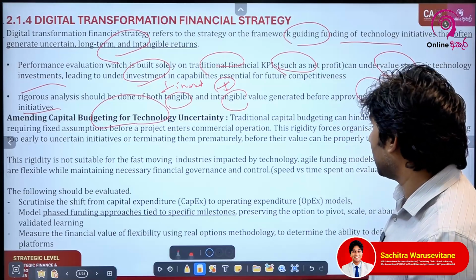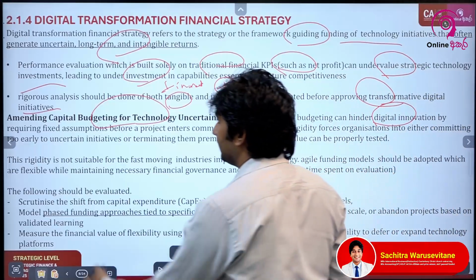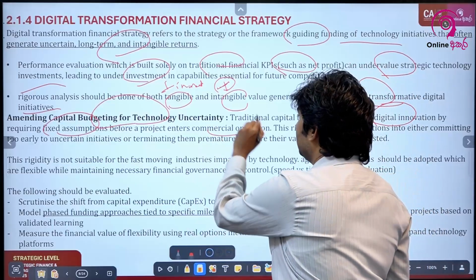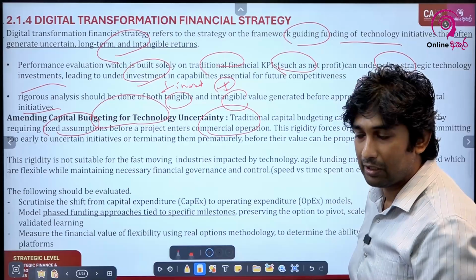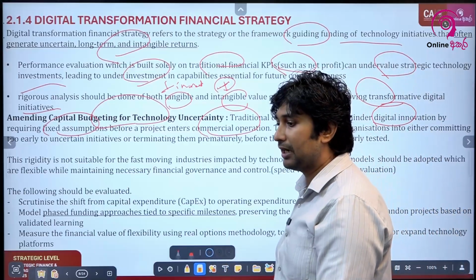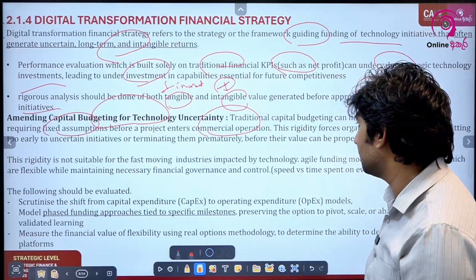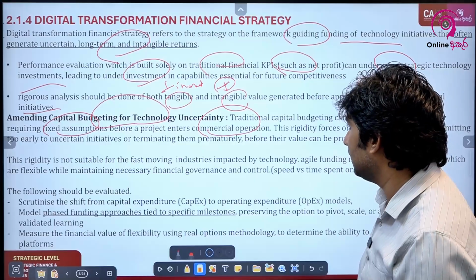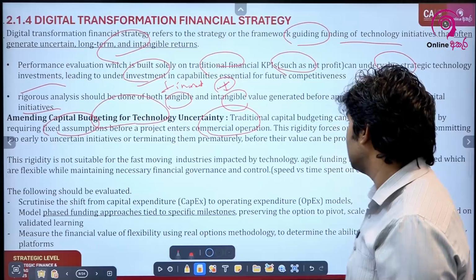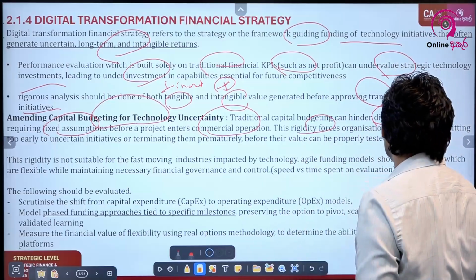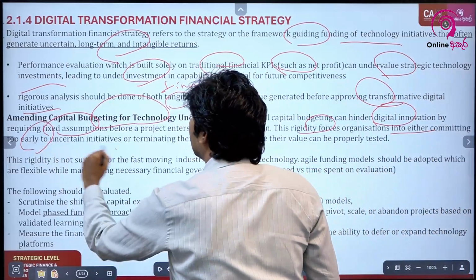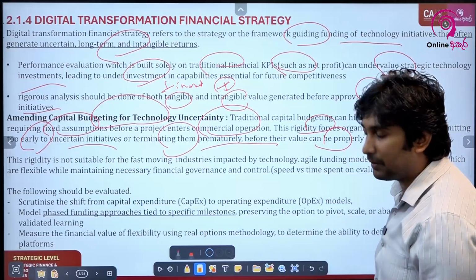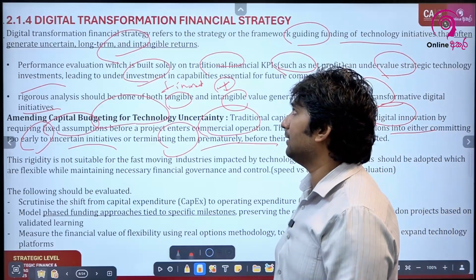So the problem of capital budgeting is that techniques such as NPV will be based on fixed assumptions. Before the project is even commercially operational, you are coming up with assumptions about the strategic benefits and the financial returns that the project is able to provide you with. So this method will not be accurate for digital transformation initiatives. This rigidity forces the organization into either committing too early to uncertain initiatives or terminating them prematurely before their value can be properly tested. So capital budgeting will be inaccurate when you evaluate digital transformation projects.